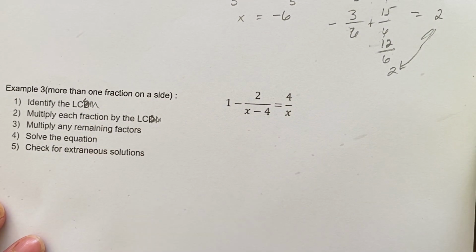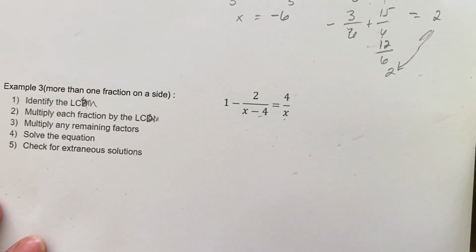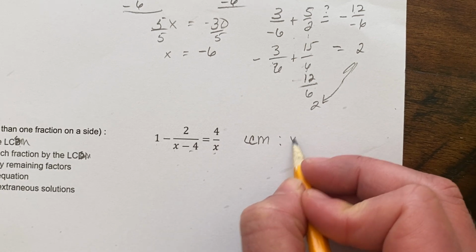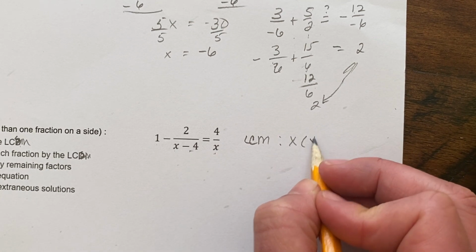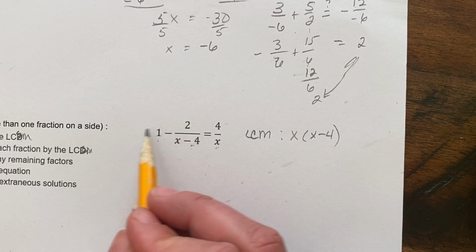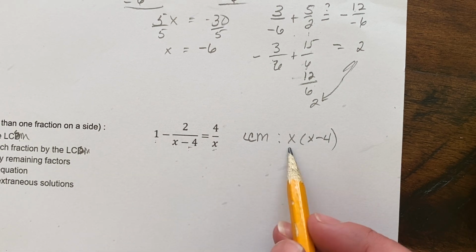So again, we're going to start finding that least common multiple. So when I look at my two denominators, we're just going to multiply them together to find that. There's no other way, really. This one has an x, and then we have our x minus 4. So that has to be what we're going to multiply each fraction. So even if it doesn't have a denominator, you still have to multiply it. Every part has to be multiplied by that.